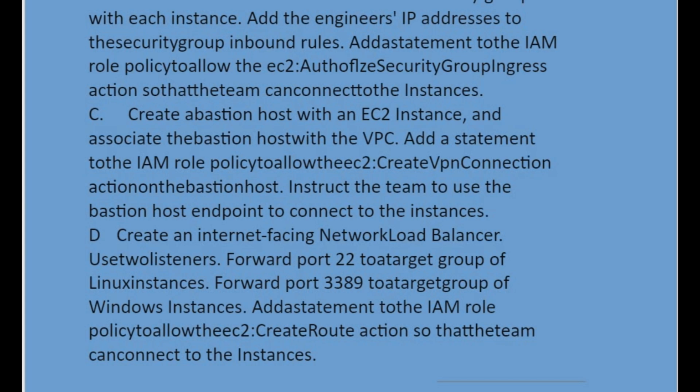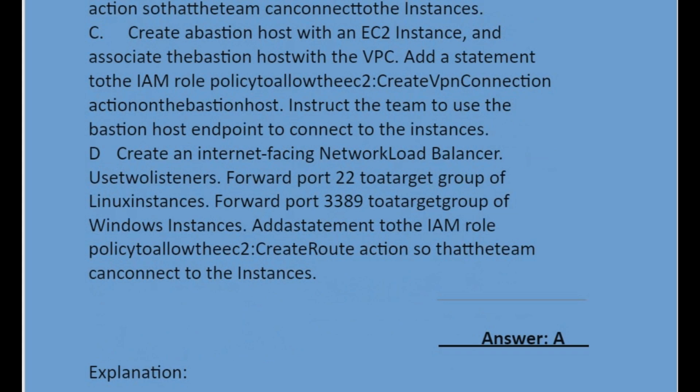Option D. Create an internet-facing network load balancer. Use two listeners. Forward port 22 to a target group of Linux instances. Forward port 3389 to a target group of Windows instances. Add a statement to the IAM role policy to allow the EC2 create route action so that the team can connect to the instances. Correct answer is option A.